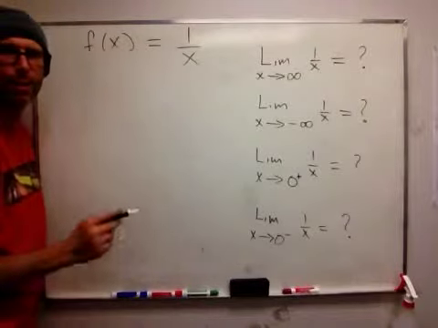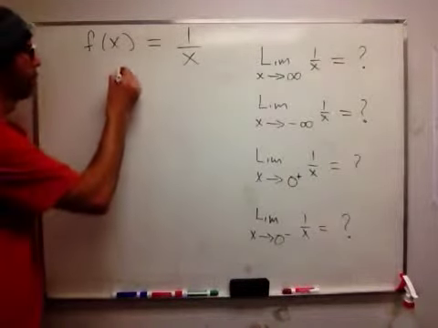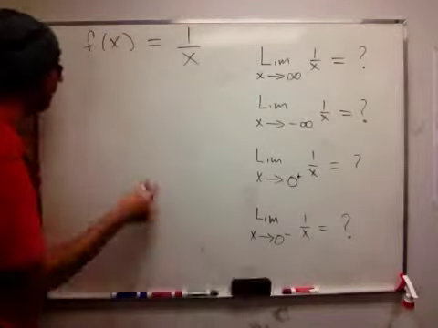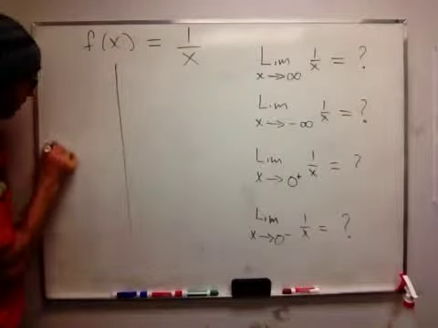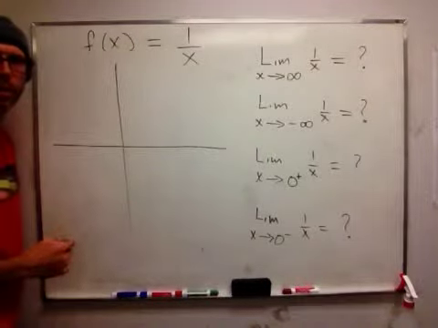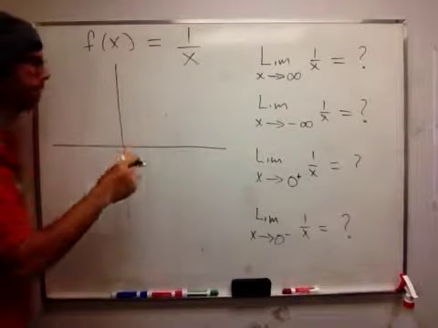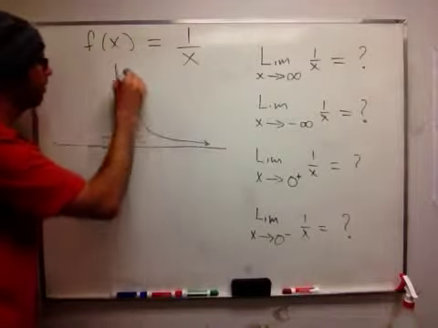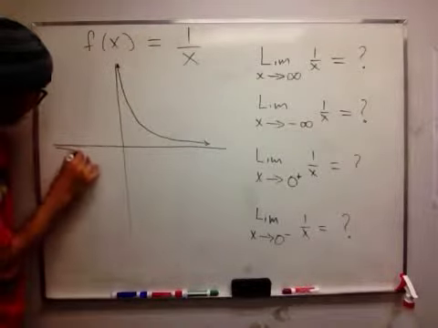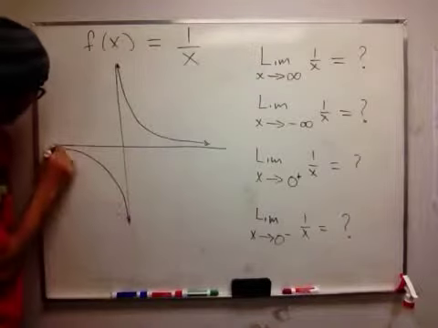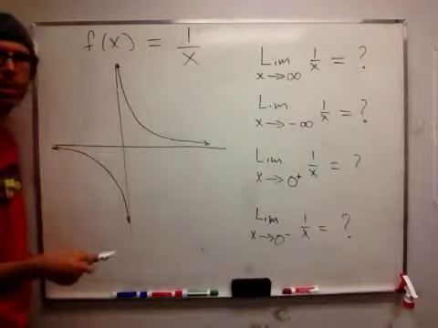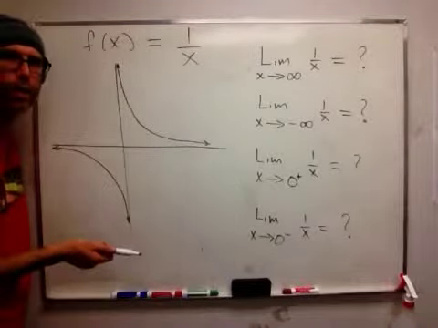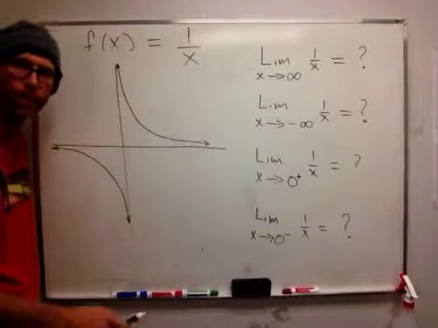Okay, now you may have this memorized from your pre-calculus class. You may not. The graph of f of x equals 1 over x looks like so. Okay, now we can answer all of these questions just by looking at the graph. That's the way that I encourage you to do these types of problems, is by looking at the graph.